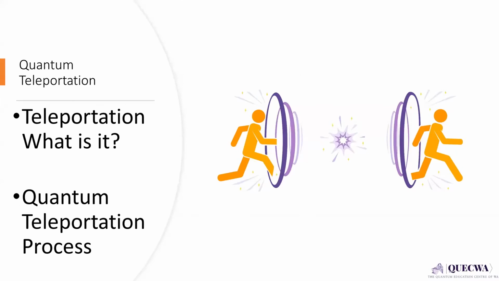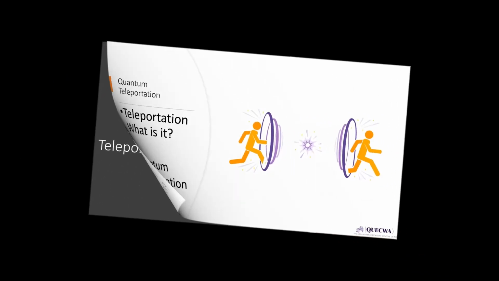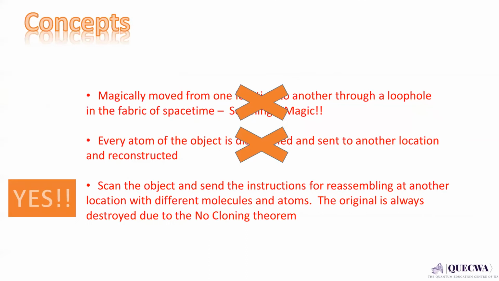Okay, what are we talking about when we say teleportation? So I'll talk about that first, and then I'll go into the process. And you'll be amazed how you'll be able to follow it. So what are we talking about when we say teleportation? Are we talking about it being able to magically move from one place to another through a loophole in the fabric of space-time, through a porthole type thing? No, we're not. Are we talking about every atom of the object is deconstructed and sent to another location and then reconstructed? No, we're not saying that either.